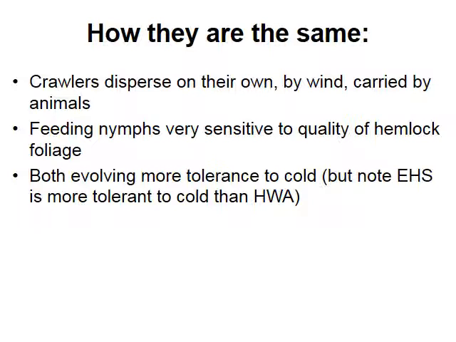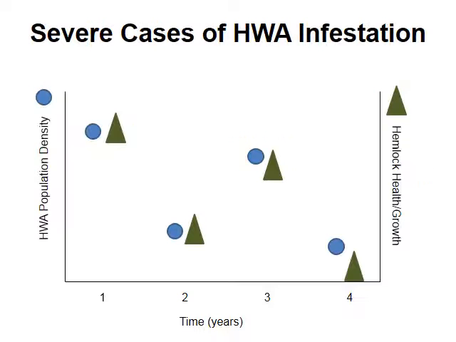So in talking about how they affect the health of the trees, I've made these little diagrams, which hopefully aren't too confusing. In this diagram, the blue dots represent the hemlock woolly adelgid populations. The little green triangles are the hemlock health or growth, and across the x-axis is time in years. So in the first year, the hemlock woolly adelgid is attracted to very healthy trees.